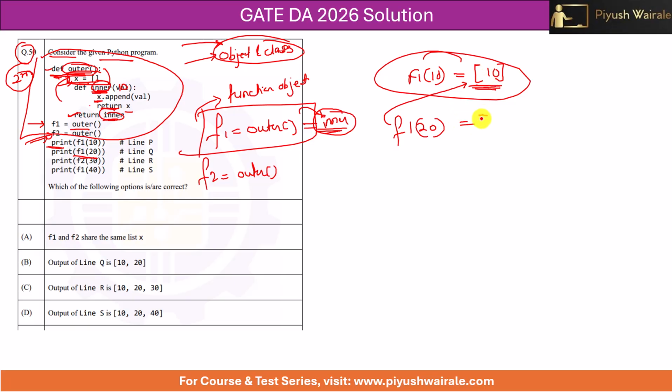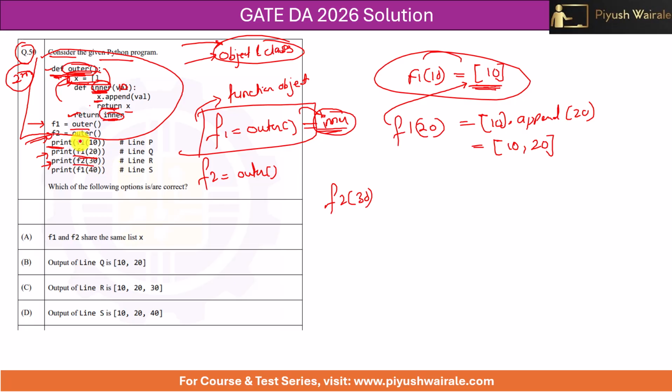So here we have a list, f1 dot append 20. The append function will add the value to the list on the right hand side, that is basically 10 comma 20. So you can see f1 is basically 10, 20 at this particular point. Now here we have print f2 30. What happened at this particular point?